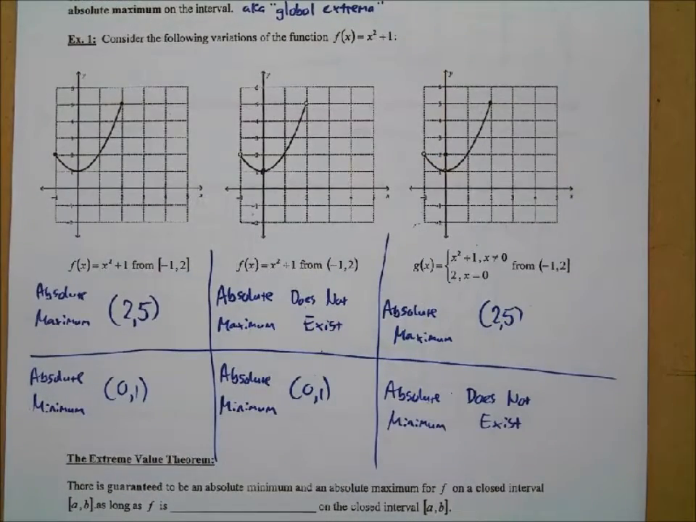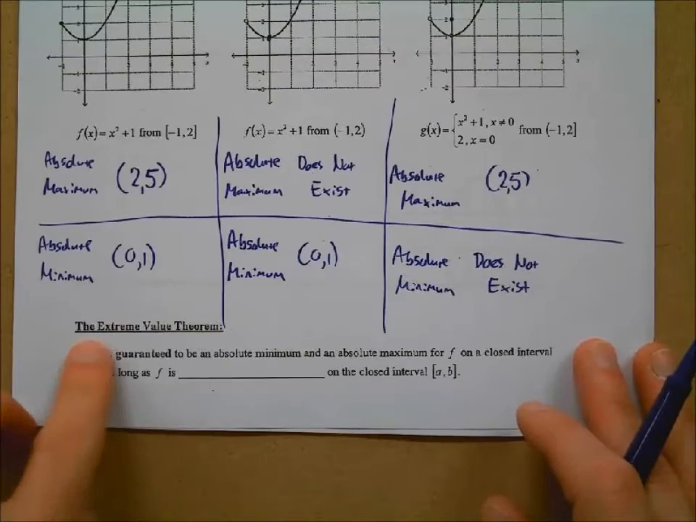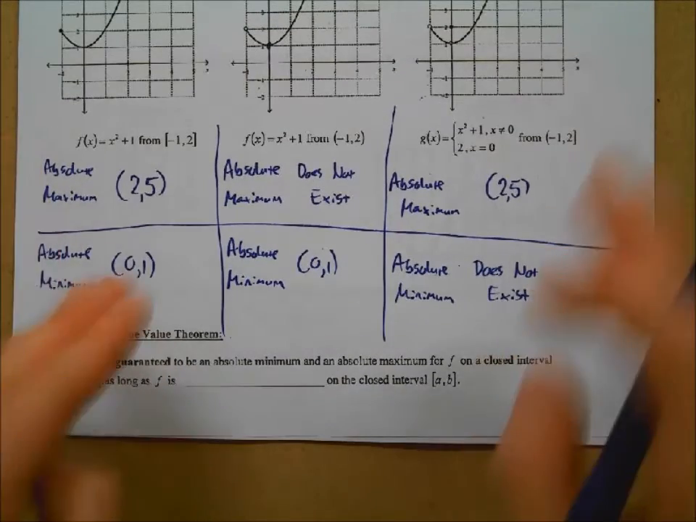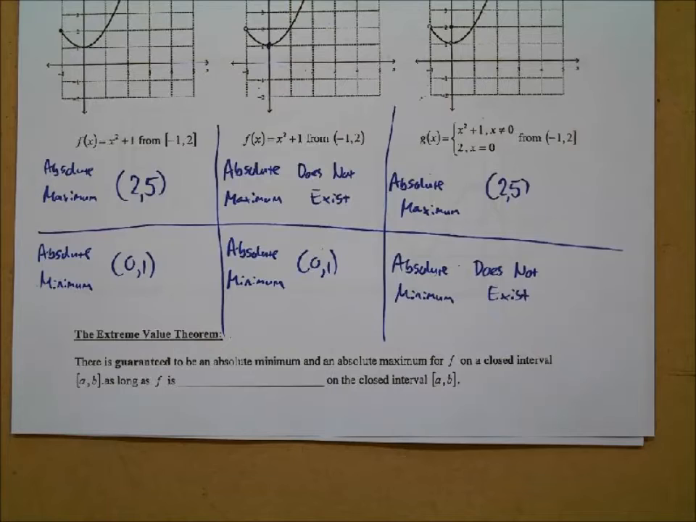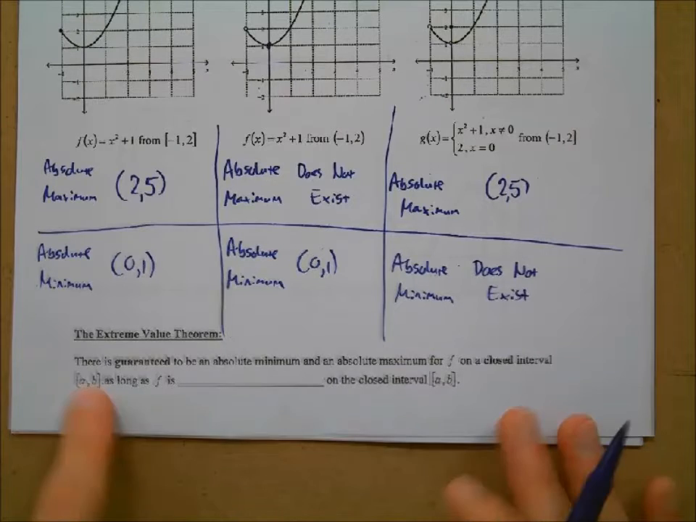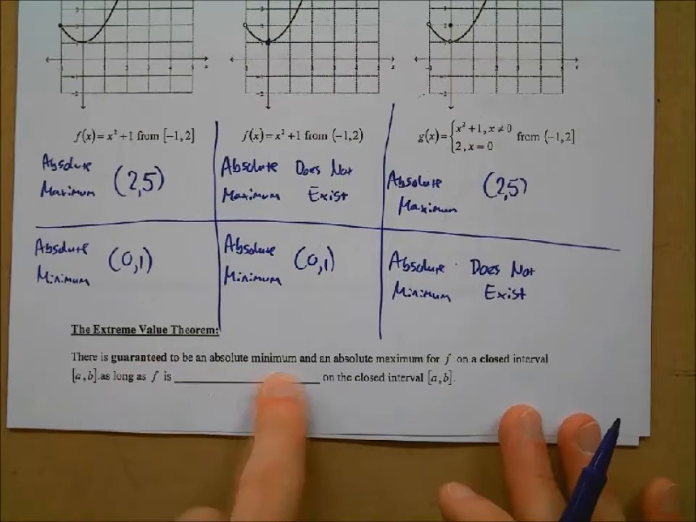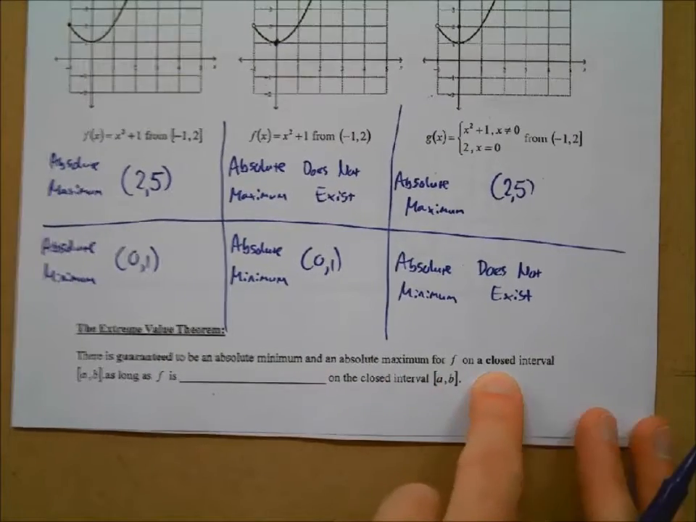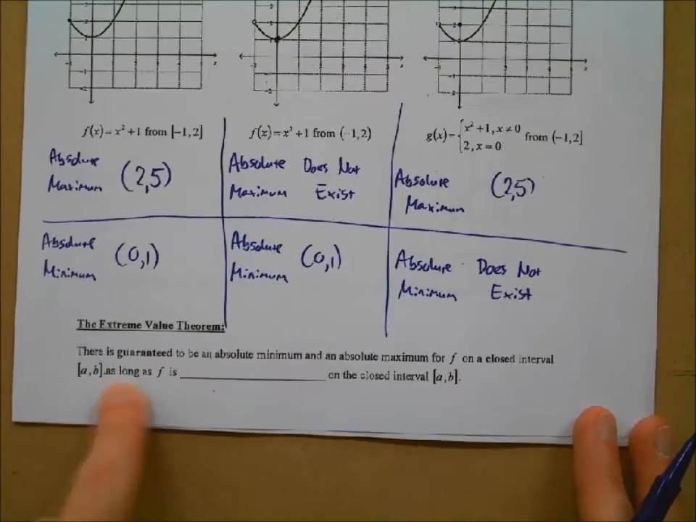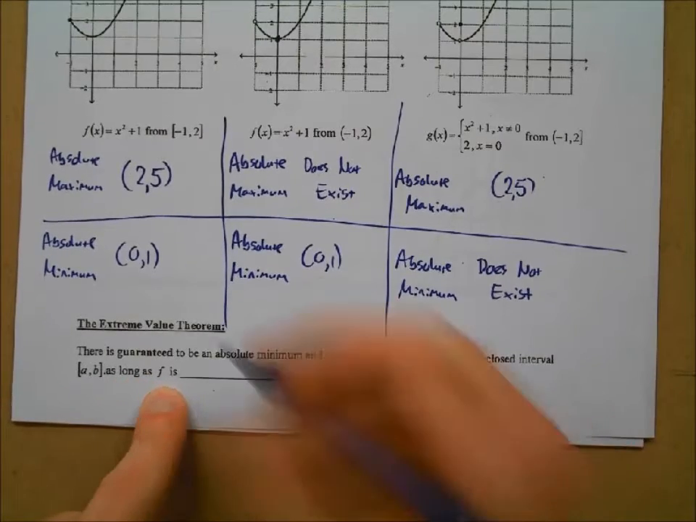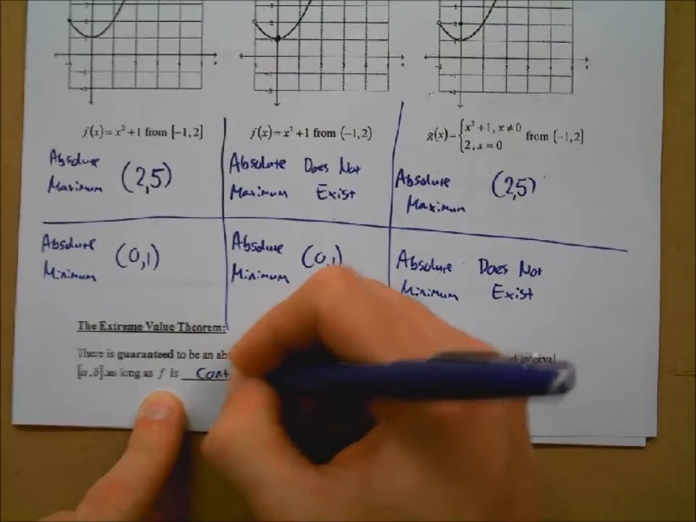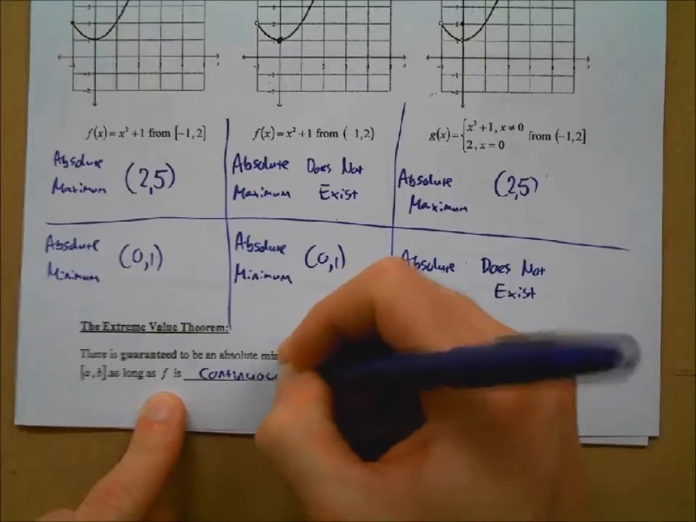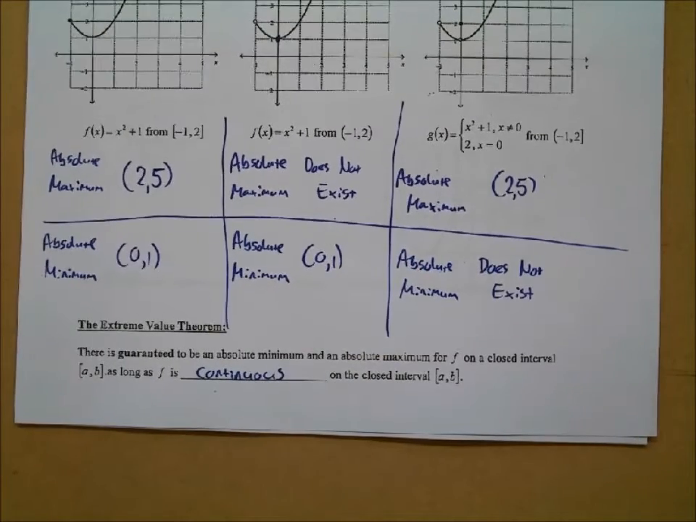So we have a new theorem to introduce here, and it's called the extreme value theorem. That's what we were trying to find here, extreme values. So what does the extreme value theorem say? There is guaranteed to be an absolute minimum and an absolute maximum for f on a closed interval from A to B, as long as f is continuous on the closed interval from A to B.